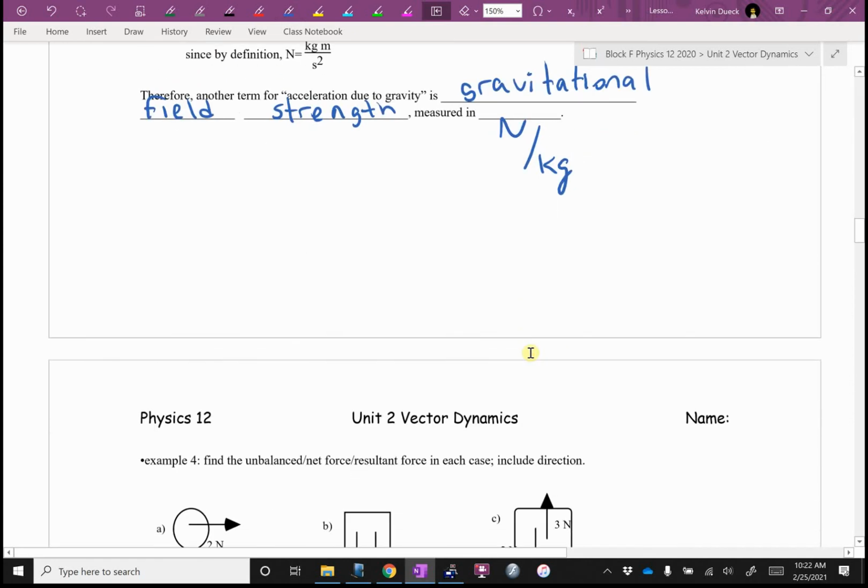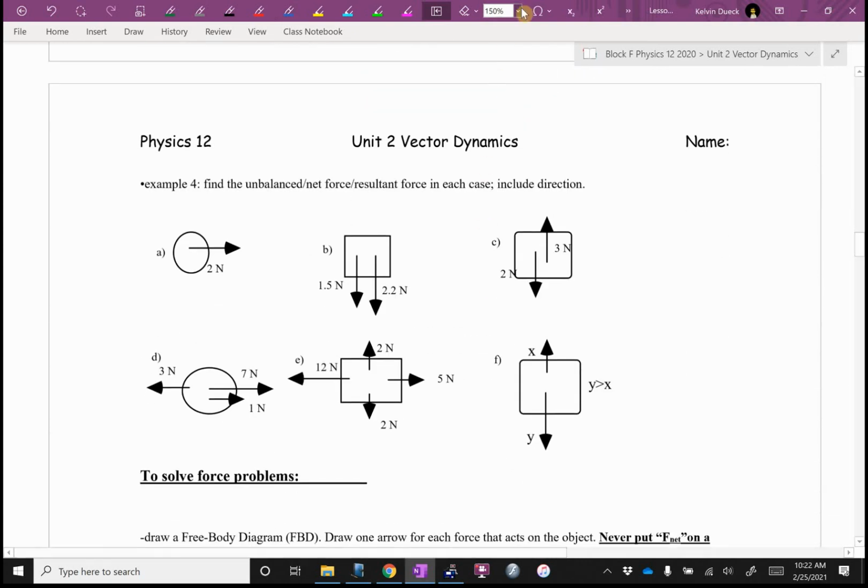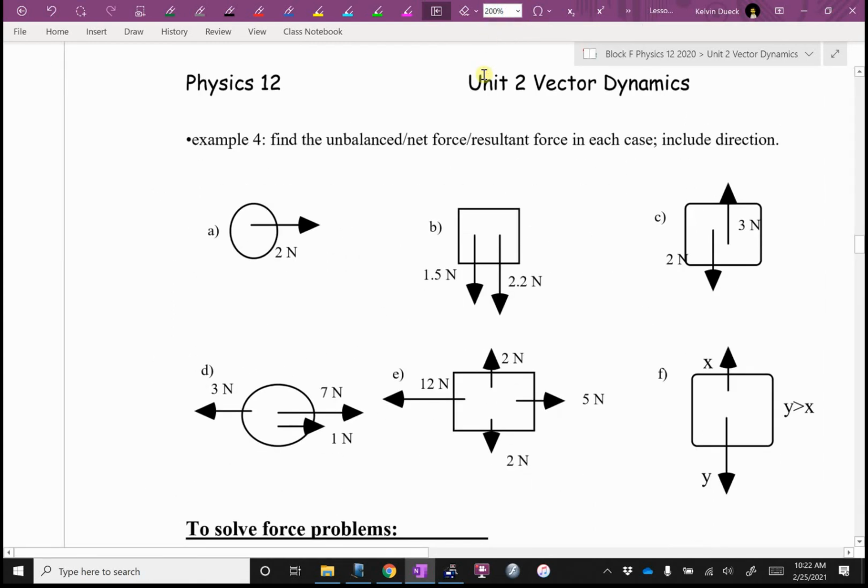So that's some theory. Now let's start to apply this. Example 4 says, find the unbalanced or net force in each situation, include direction. So I'm going to put a little compass rose right here. Justin, what's the net force on object A, magnitude and direction? Be fairly obvious. 2 newtons east. Yeah.